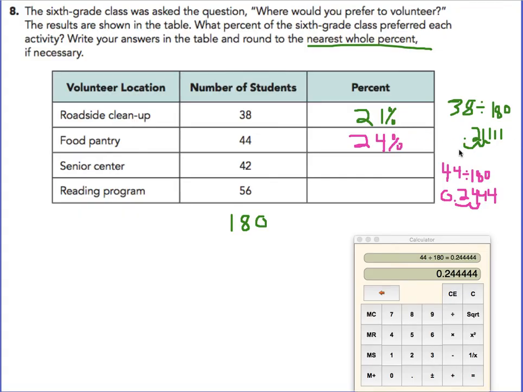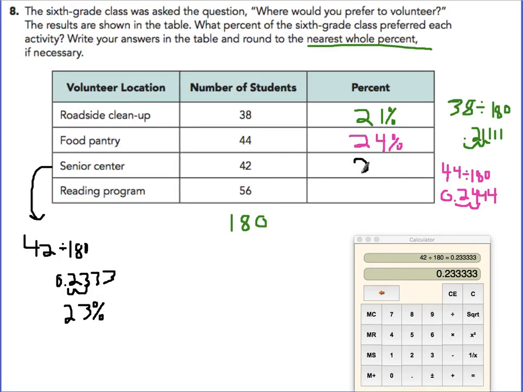All right, next one, senior center, so 42 students. 42 divided by the total 180. 0.2 and then 3 repeating. So we move 2 spaces to the right, that's 23%.